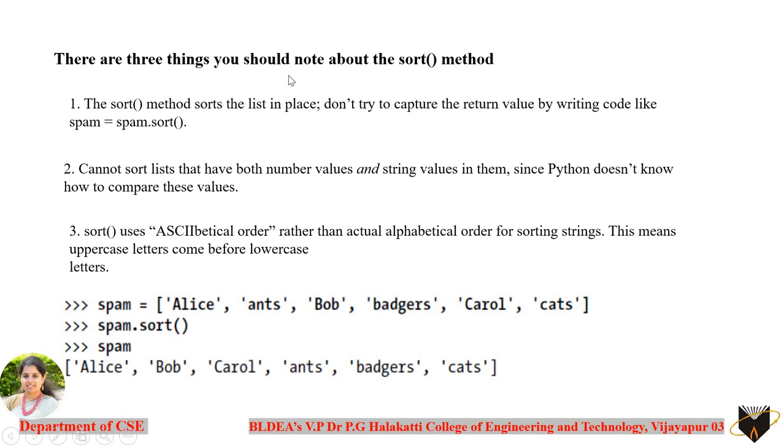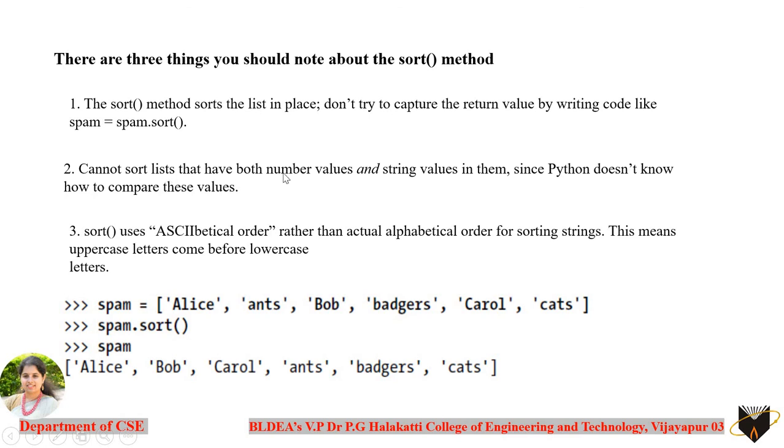So there are three things that you should note about the sort method here. The sort method sorts the list in place. Don't try to capture the return value by writing a code line. That's what I told you. It is directly applied on spam, and it is going to modify the contents of the variable itself, and it should not be assigned to any new variable.